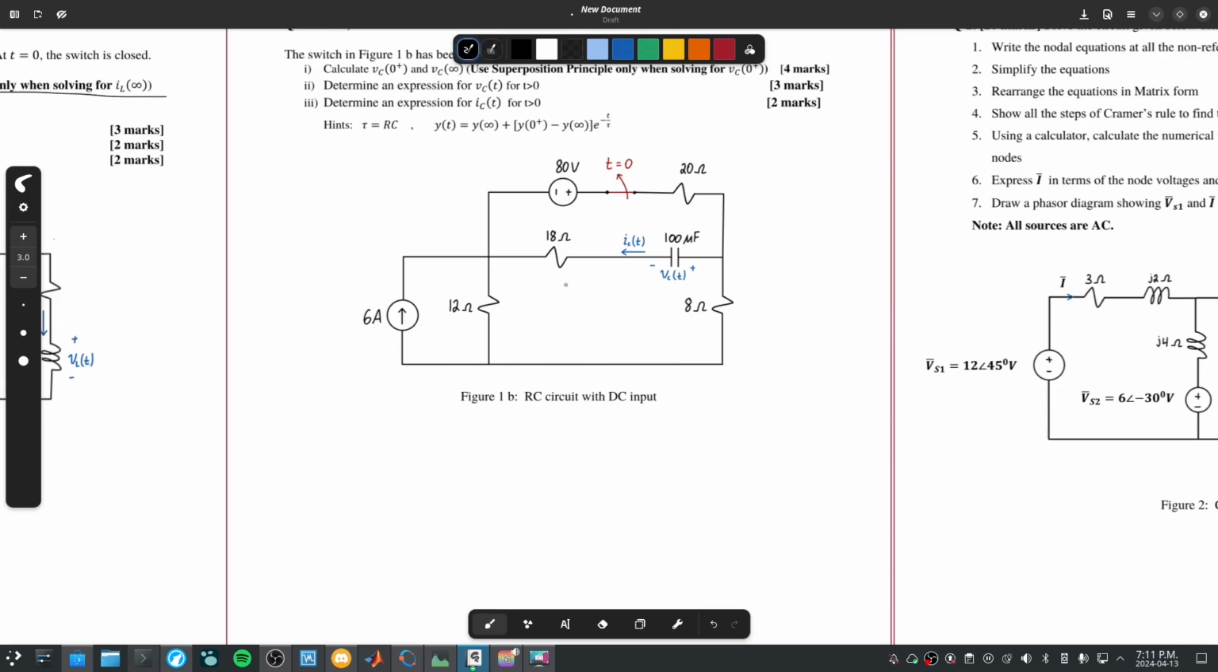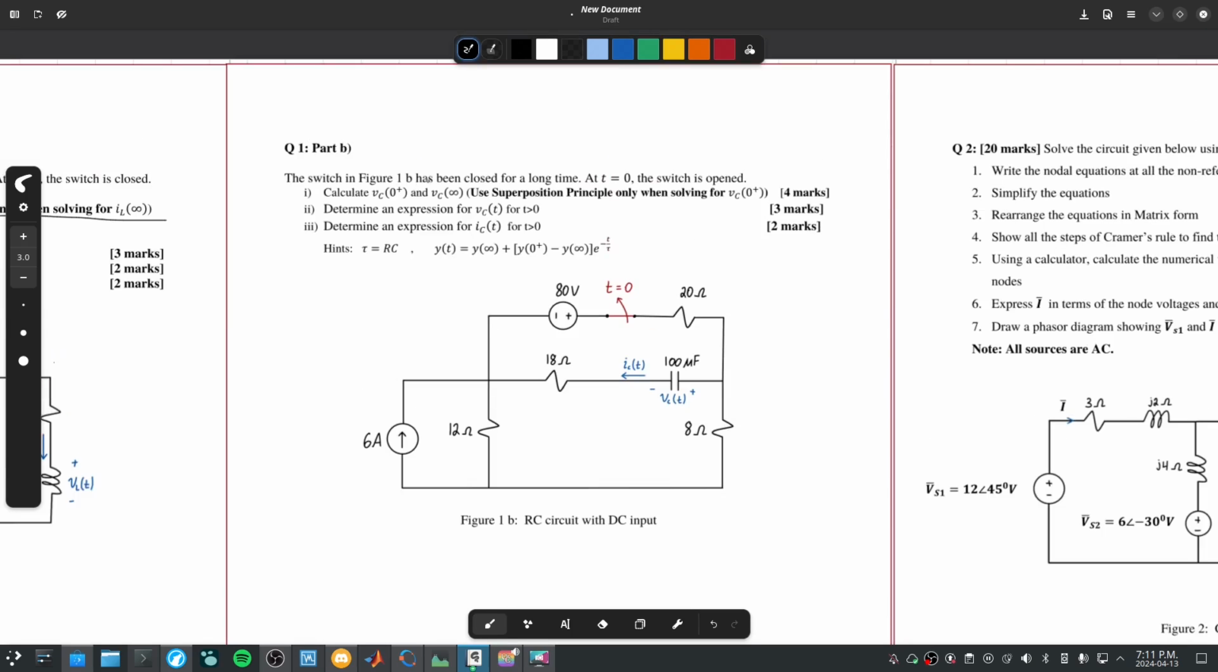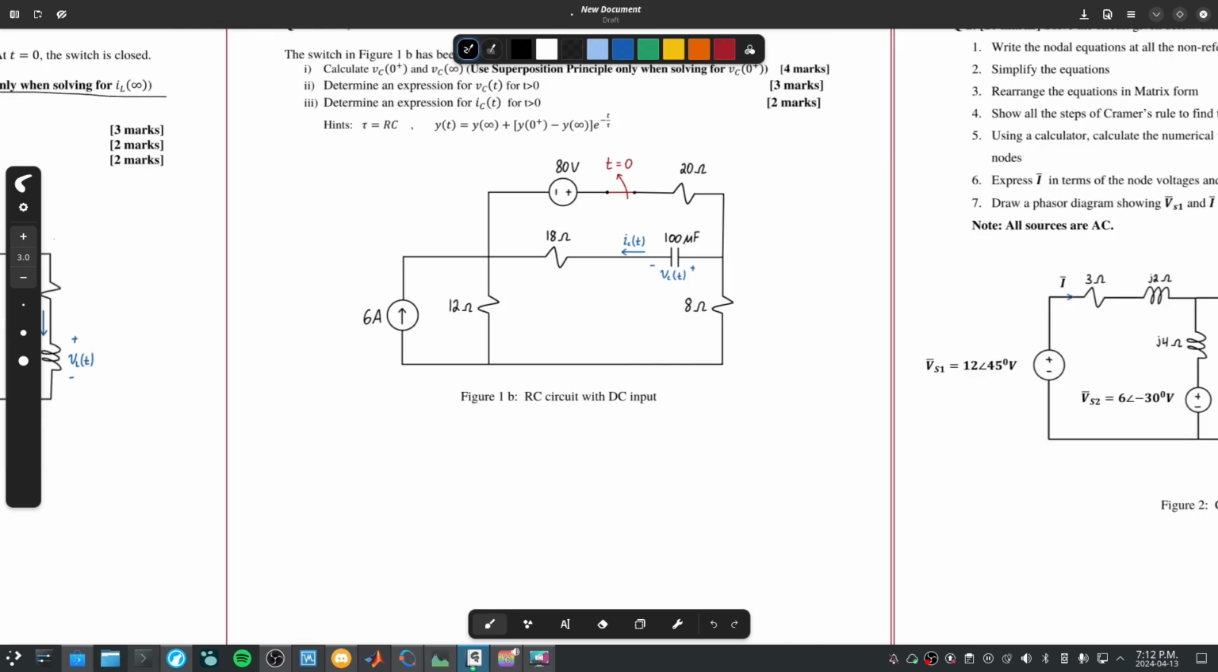Okay, so the switch in figure 1B has been closed for a long time. At t equals 0, the switch is opened. Calculate VC(0) and VC(infinity). Use the superposition principle only when solving for VC(0). Determine an expression for VC(t) for t greater than 0, and determine an expression for IC(t) for t greater than 0.